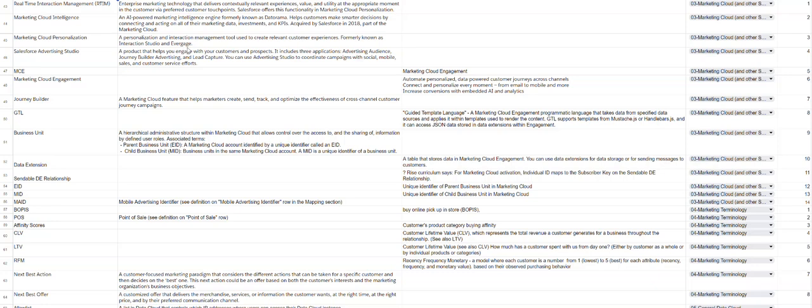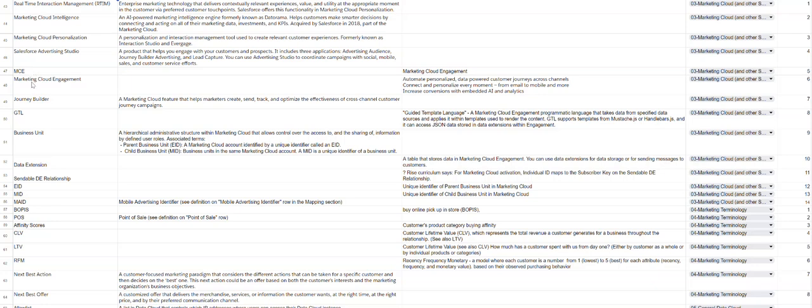and Evergage. Salesforce Advertising Studio, a product that helps you engage with your customers and prospects, includes 3 applications: Advertising Audience, Journey Builder Advertising, and Lead Capture. You can use Advertising Studio to coordinate campaigns with social, mobile, sales, and customer service efforts.